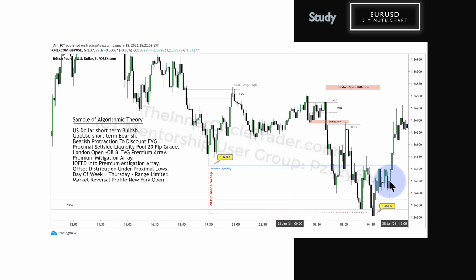So we have day of the week phenomenon, which is Thursday, which is a range limiter. And all that means is that the weekly range is many times limited by New York open on Thursday, only when it's directional. Okay, so if we've been thinking about a directional bias, in this case, we were looking for weaker prices on cable, higher prices on dollar. We traded into now the New York open, which we're setting up the likelihood of a market reversal profile in New York open.